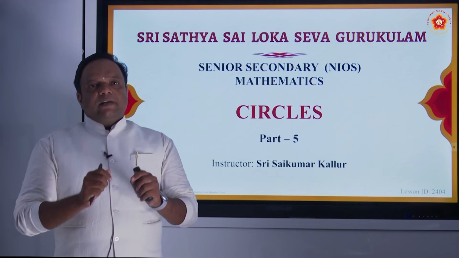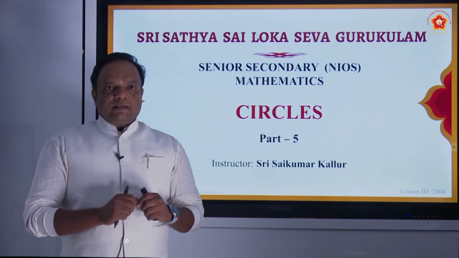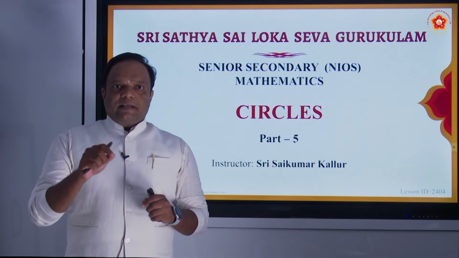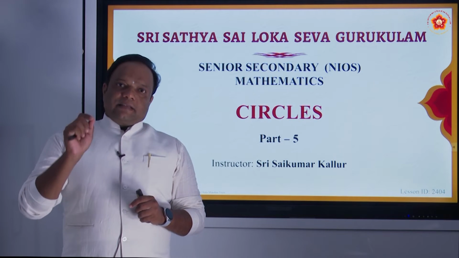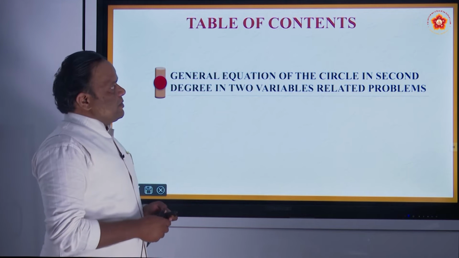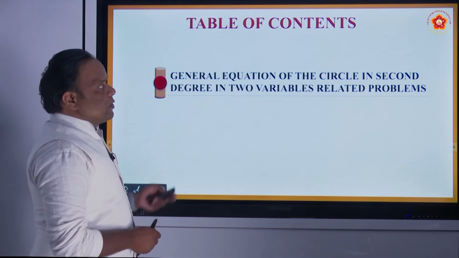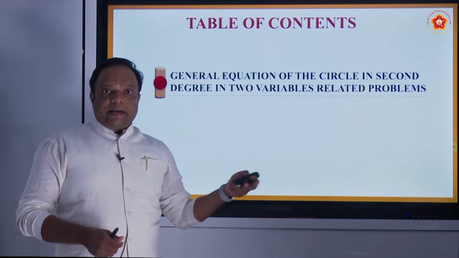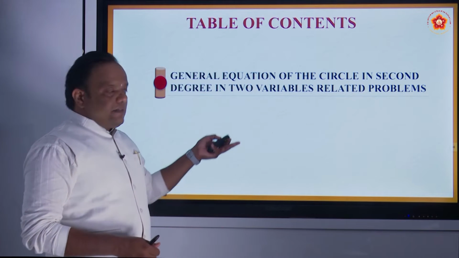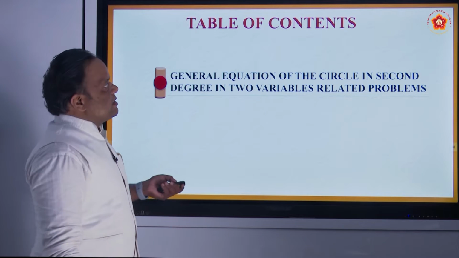So we continue the circle. In this session, we see how we can find the center and radius of a circle when the circle equation is in second degree in x and y. So the general equation of the circle in second degree, two variables. Already we have seen what the general equation of second degree in two variables is. So we have to see some related problems in this session.